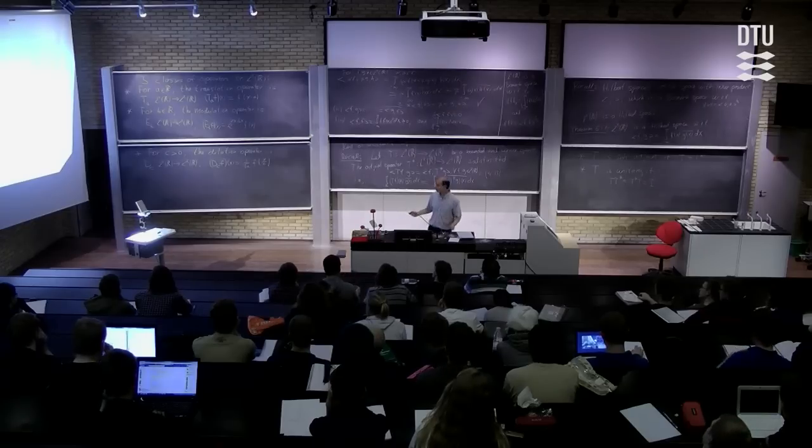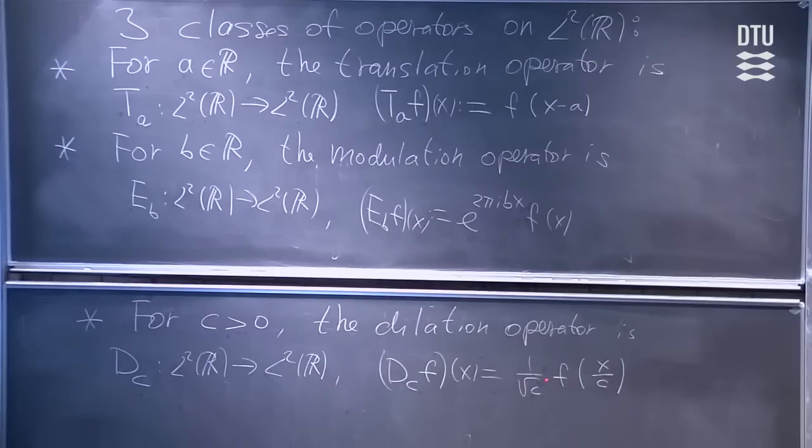But you could choose not to have the square root. Then you just get that the norm of d_c acting on function f would not be the same as the norm of f. Then you'd have to correct with that factor in some calculations. So it's just a matter of convenience that here we take it with c, here we take it with square root of c.